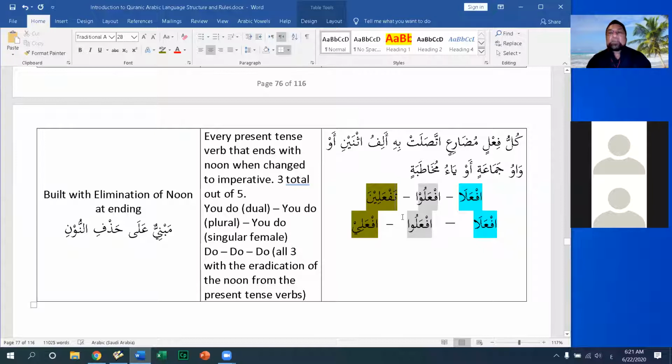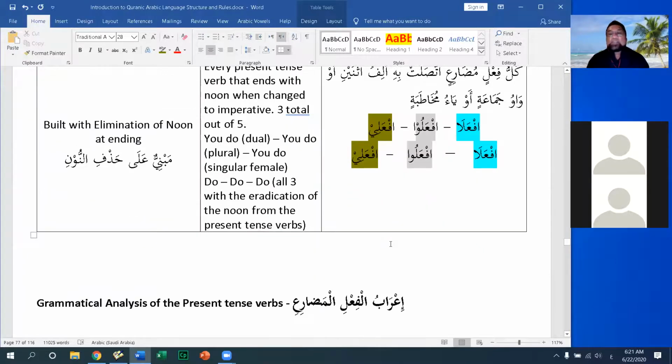Tafa'alina, we do the same thing. We remove the present tense letter, and then we also make it majzoom بحذف النون. And of course, you have to put in hamzatul wasl to be able to pronounce it. It becomes if'ali. So that's how you normally make the command form from the present tense, except for one exception. So there's one exception to this.